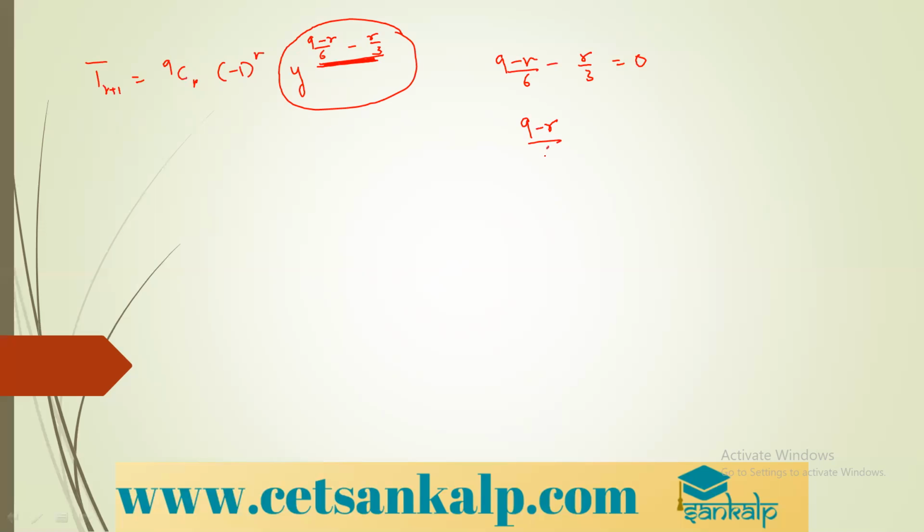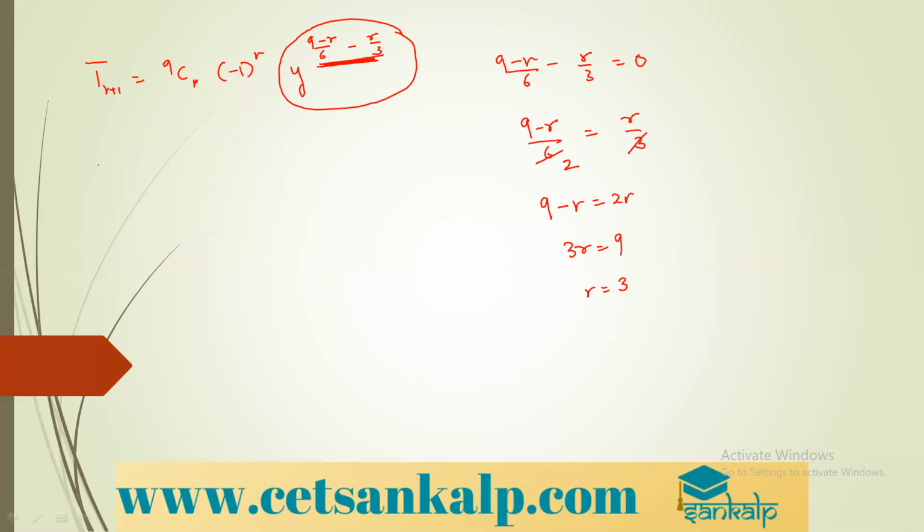Or 9 minus r by 6 equal to r by 3. 3 ones are 3, 3 twos are 6. 9 minus r equal to 2r. 3r equal to 9, or r equal to 3.